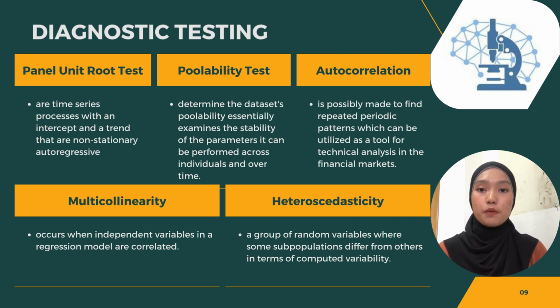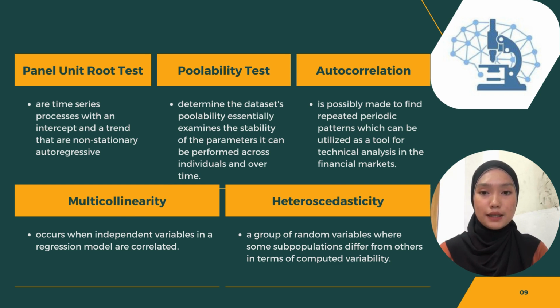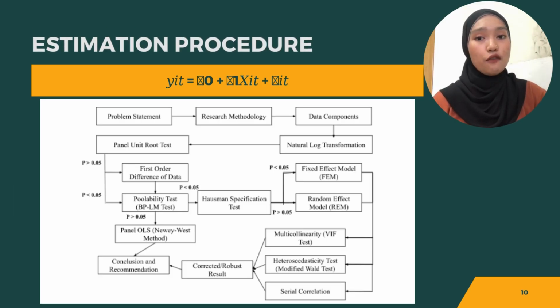Heteroscedasticity in this paper refers to a group of random variables where some subpopulations differ from others in terms of computed variability. The variance value or any other measure of statistical dispersion can be used to quantify variability. Given here is the flow of panel data.